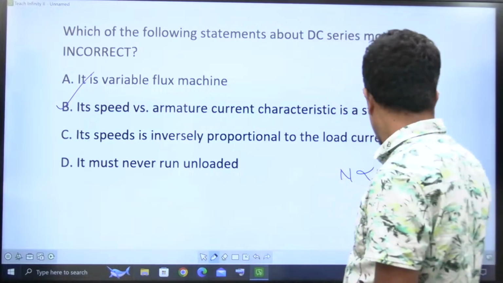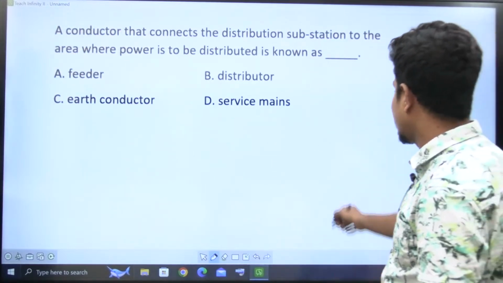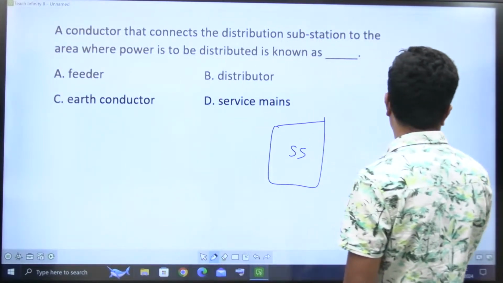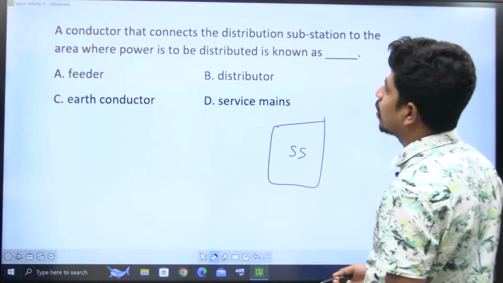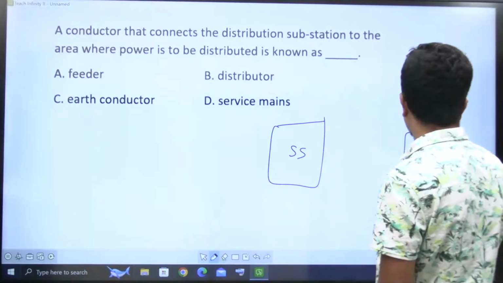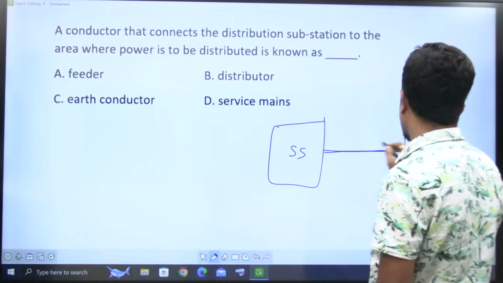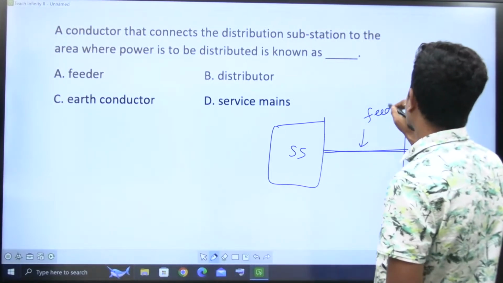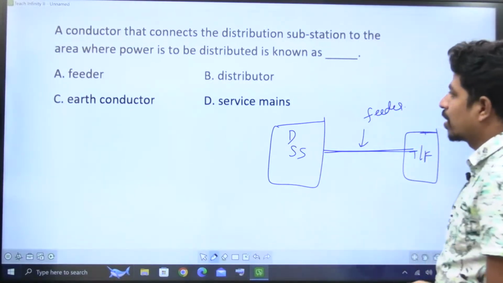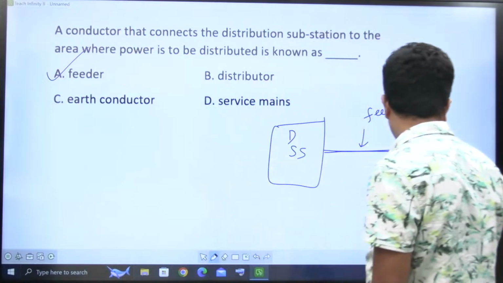Right? Next question, please. A conductor that connects the distribution substation. Yes, there is a distribution substation. This is the substation, and this is your area. From the distribution substation it is going to come to your area transformer, your distribution transformer. So this is called a feeder. Distribution substation to your area transformer, it is called a feeder. Okay, feeder it is.